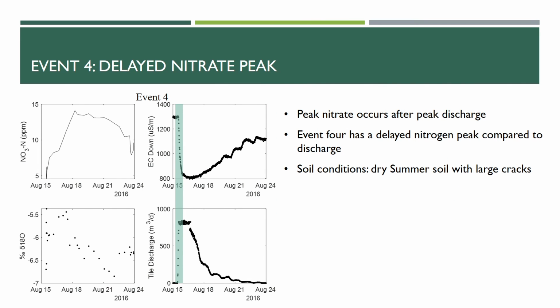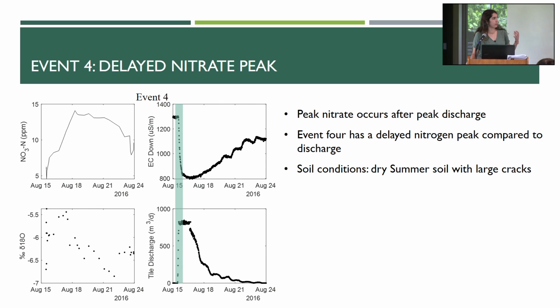So the first question we asked when looking at data was, does peak nitrate occur at peak discharge? Does the moment where we had the most event water, or the new water added in this precipitation event, line up with when nitrate concentration was the highest? And for event 4, the answer is no. There was a delayed nitrate peak. Nitrate peaked around August 18th, which was 2 days after discharge had peaked.